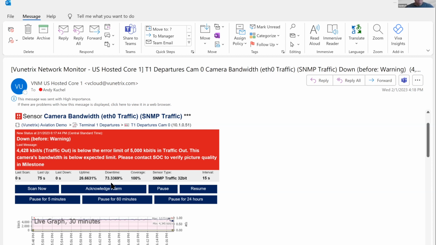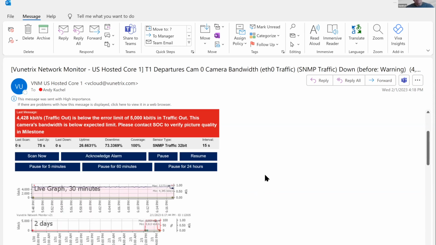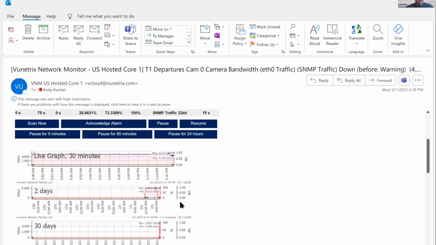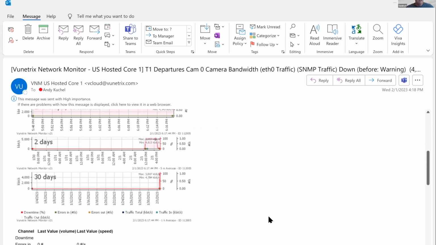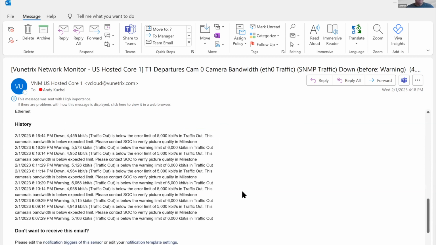Now you're getting the uptime, the downtime, the coverage, how long this system's been monitored, how often it's being pinged. So every 15 seconds, we know this camera is good or bad. Through this system, if I am a user, I can click through this. This is an active email that I can acknowledge the alarm, I can pause it, I can resume, I can do different things with it. But I also get the information in the last 30 minutes. What's this camera been doing? What's it been doing in 2 days, 30 days, along with all the stats on this camera, what traffic in and traffic out was in the last volume, and all the history.